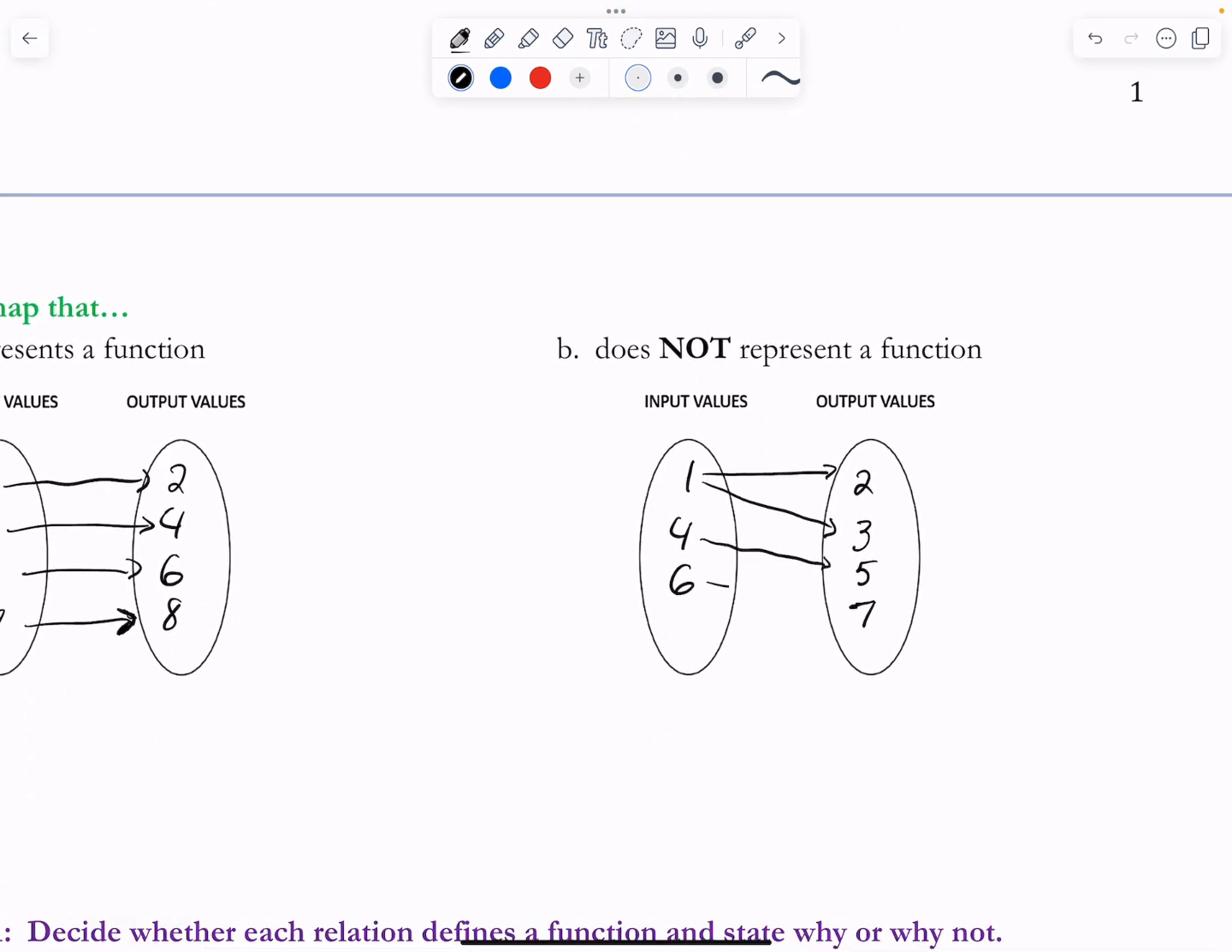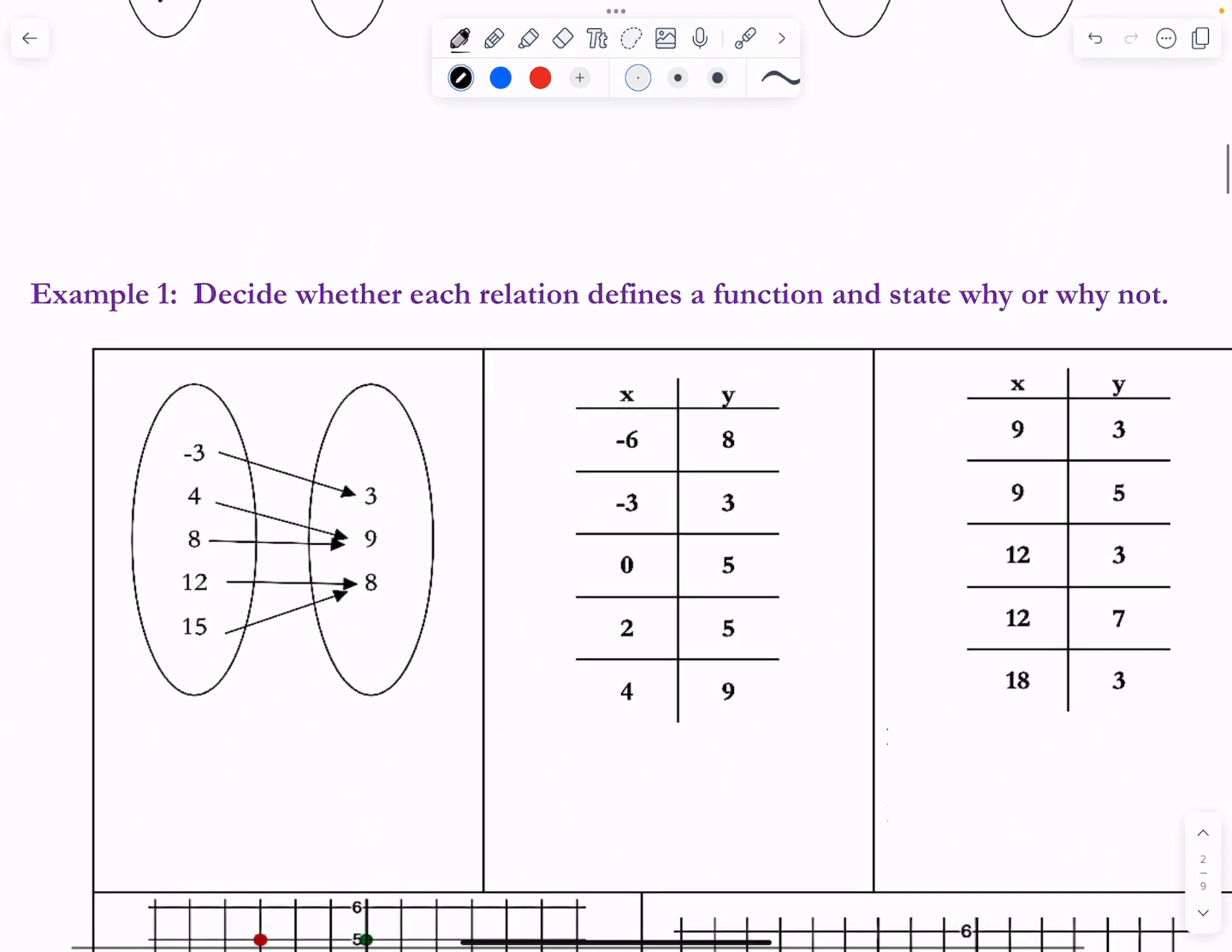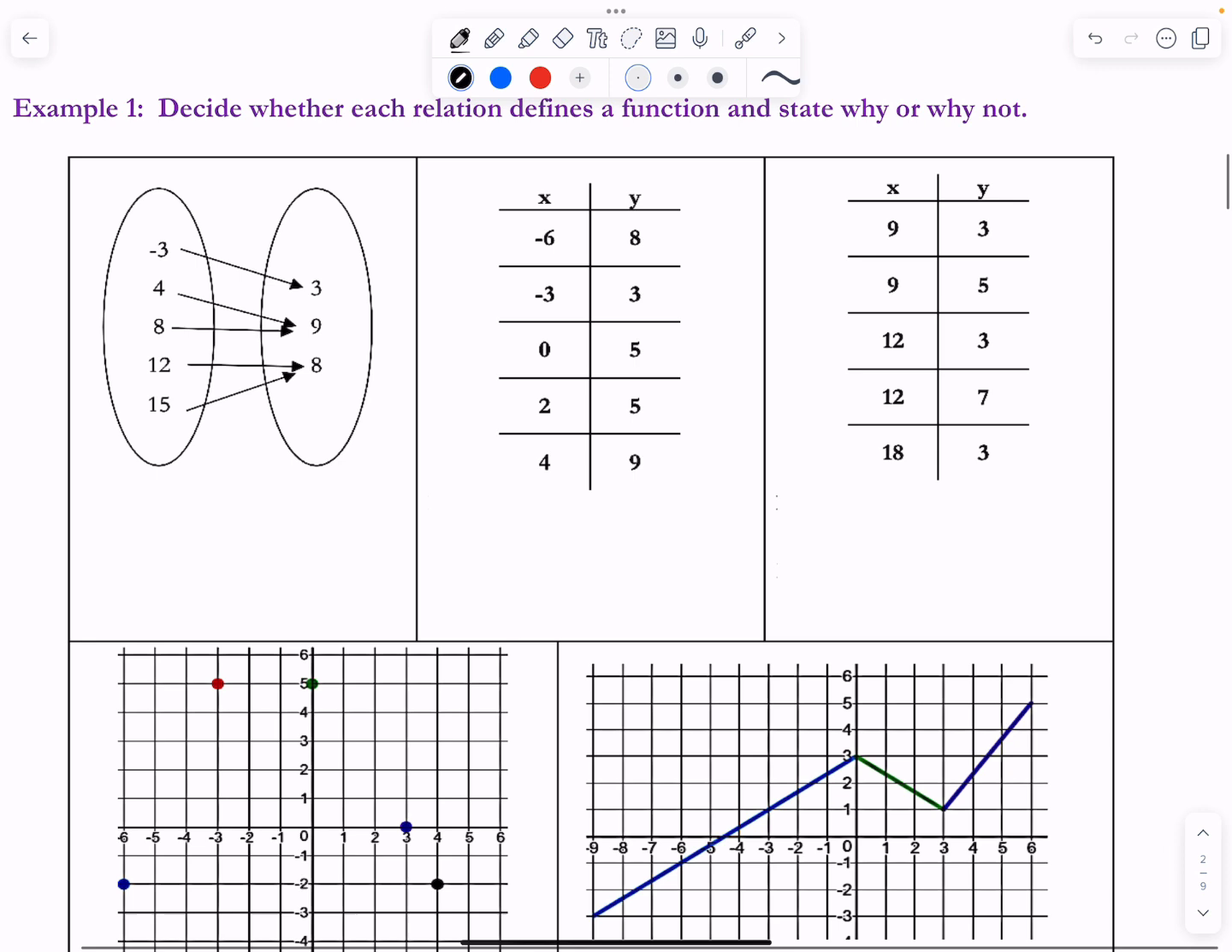So this is going to be a relation. Okay, now let's do a couple of questions together where we're looking at deciding whether each relation defines a function and state why or why not.